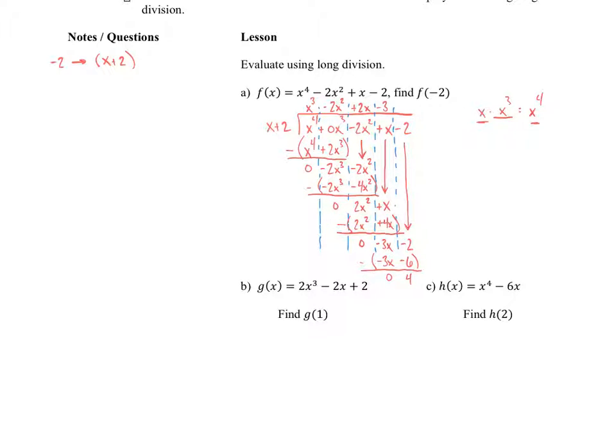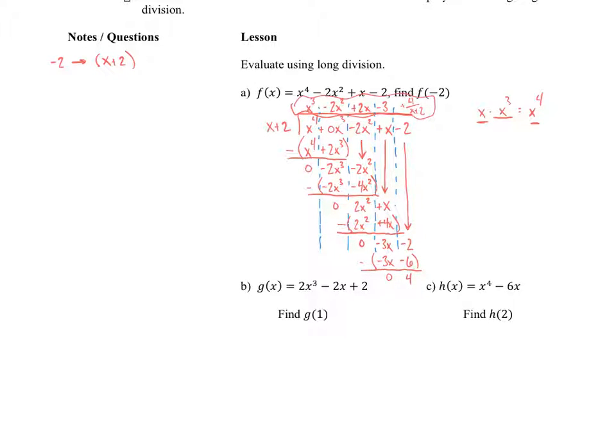Now normally, when you do long division, you would write your answer out. You'd put your plus 4 over x plus 2. Your answer here is not all this stuff. That's not your answer. The question is just saying to evaluate f of x using long division. All you've done is plug in this factor, or this binomial that you are testing to see if it's a factor, and divided by it, and your remainder is 4.